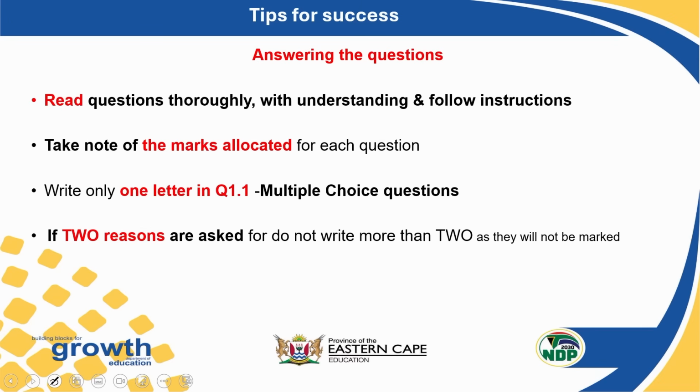If the question asks you for 2 reasons, then only write 2 reasons. The reason for this is that markers will only mark the first 2 reasons because only 2 were asked for. Anything further will not be marked, and so you are wasting your time by writing extra stuff. So write down the 2 most correct reasons first, and then don't write anything further because it won't be marked.